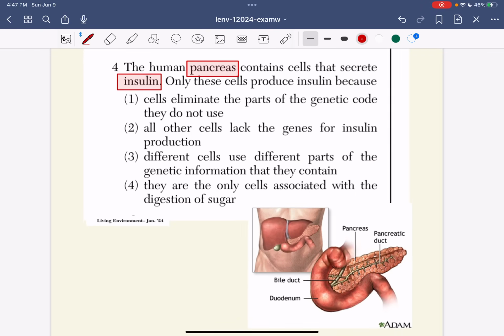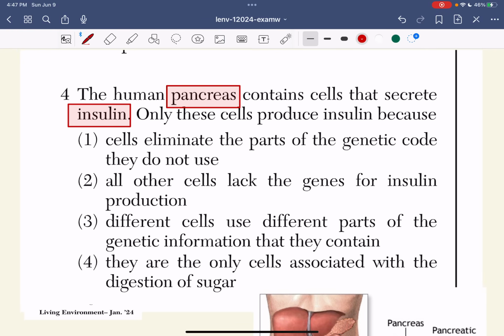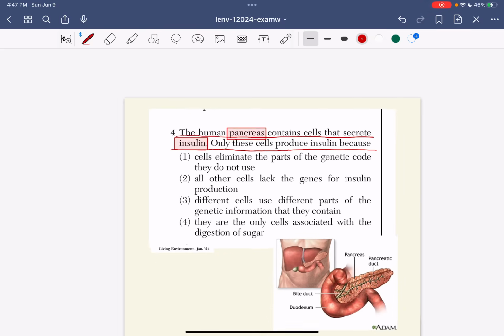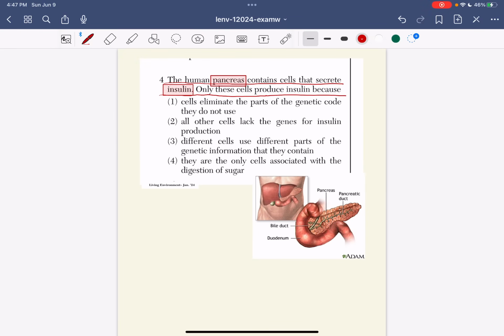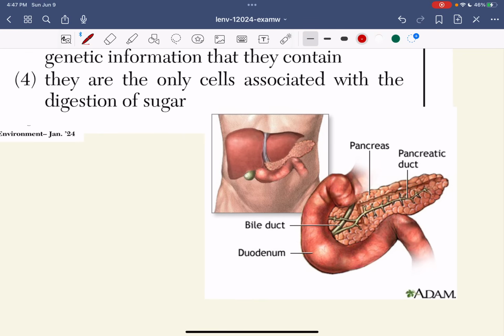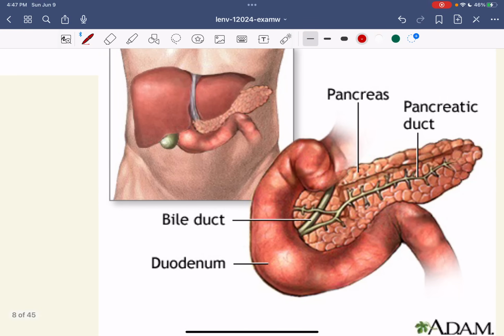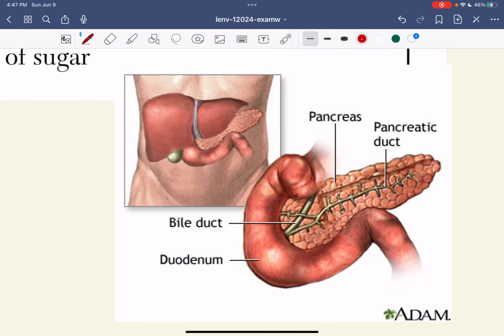Okay, next, let's take a look at number 4. The human pancreas contains cells that secrete insulin. Only these cells produce insulin because, I am 1000% sure that you're going to have some kind of question asking about the pancreas. So let's take a look, before we read the answers, at what the pancreas is. I get my images from online.